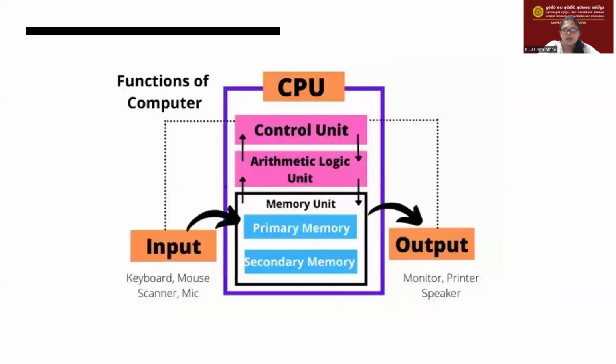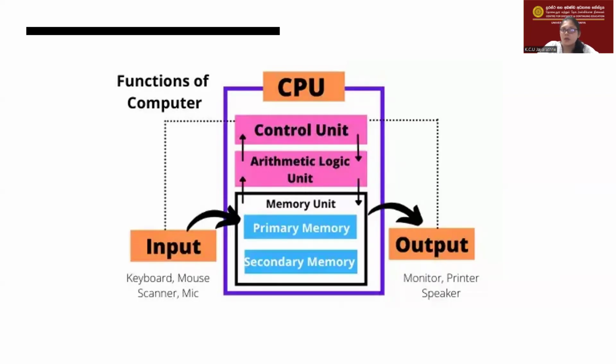So moving on, the computer has the main box. It is the central processing unit, or CPU. It has the control unit, the arithmetic logic unit, as well as the memory unit. The memory unit can be divided into primary memory and secondary memory. This is the CPU, or central processing unit. It's a rectangular box inside the system unit.